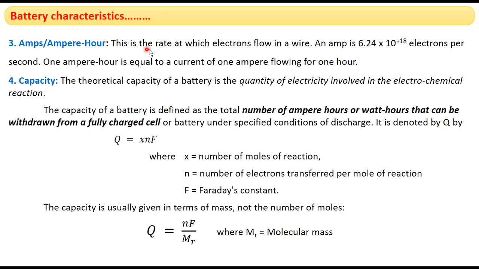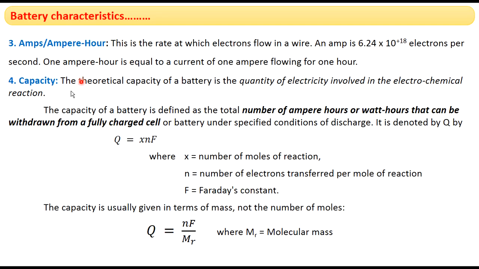Ampere is the rate of electrons which flow in a wire. So electrons flow in a wire with certain speed, that is considered as the ampere. And 1 ampere is 6.24 × 10^18 electrons per second. And this is about ampere. And ampere hour is 1 ampere of current flowing continuously for 1 hour, that is considered as ampere hour. So ampere hour is another characteristic which is considered while choosing a battery.